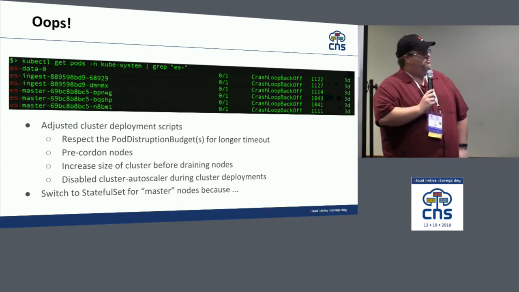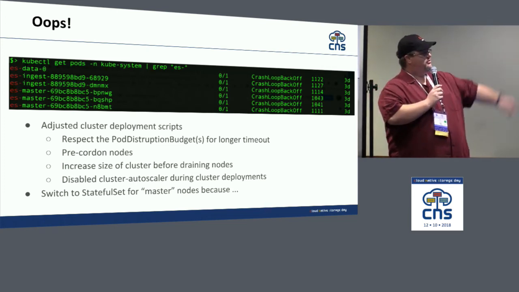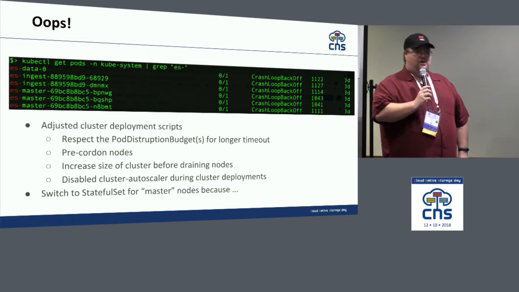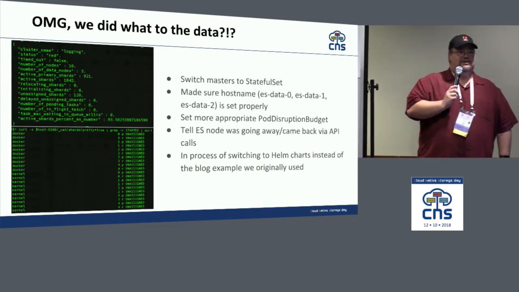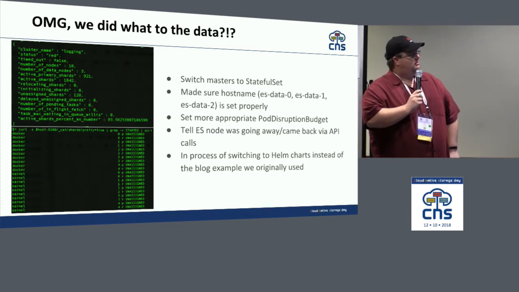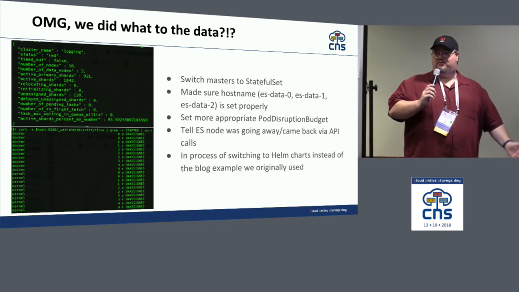So in the graphic before, you saw that I said the master nodes are stateful sets. Here you'll see that they're deployments. This was also part of our problem because of data loss. Nobody likes data loss. Elasticsearch is a clustered system, so it's a stateful application, but quorum matters. So if you lose your quorum, you can lose your data.